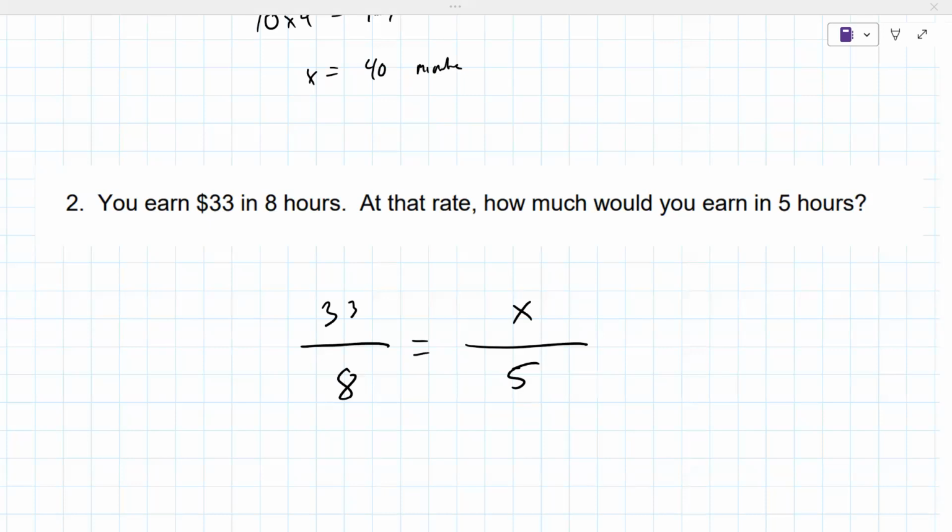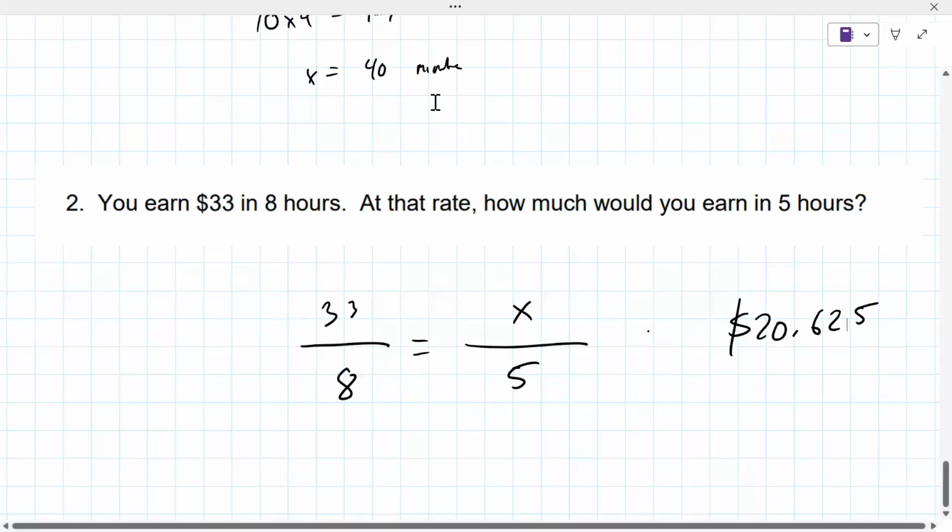You can go up to two or three decimal places. So 20.62, or $20 and 62 cents per hour, or not per hour, but in 5 hours. All right, good job on that.